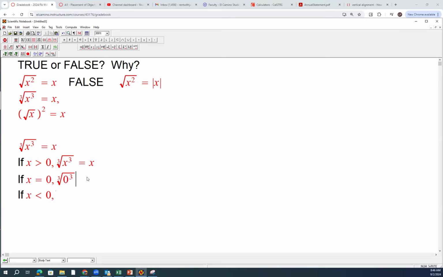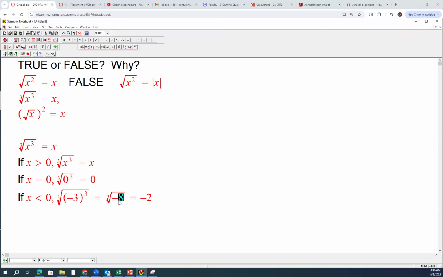Next case, what if x is negative? If I have -2, right? Cubic root of -2 to the power 3, that's equals to cubic root of -8. And that's going to be -2. It's still true. And you can try -3. That's going to be -27. It will be -3, right?